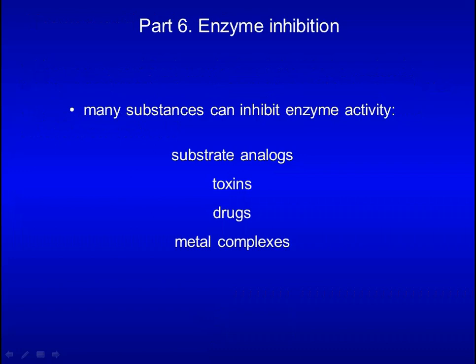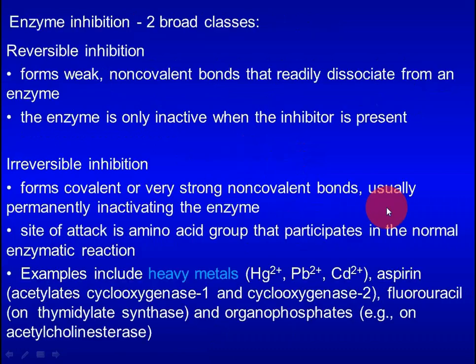Now, let's move to part 6. Many substances can inhibit enzyme activity, such as substrate analogs, toxins, drugs, and metals. Inhibition can be divided into two broad classes, reversible inhibition and irreversible inhibition.